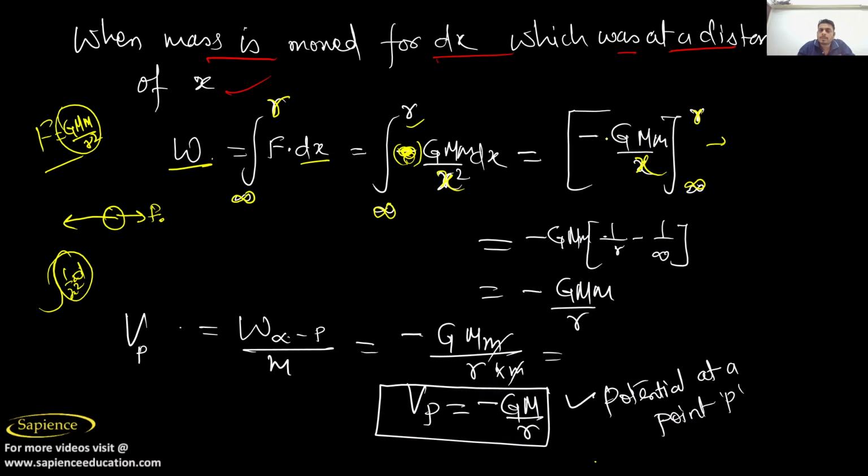Okay, so here what will happen? Minus G capital M small m by x. If you integrate this, you will get the value. Finally, you will get the answer minus G M by R. That's why the potential at a point P is the work done from infinity to point P, divided by unit mass. It should be per unit mass. So finally, if you put in all the values, you will get the potential at a point P. This is the definition of potential at a point P.